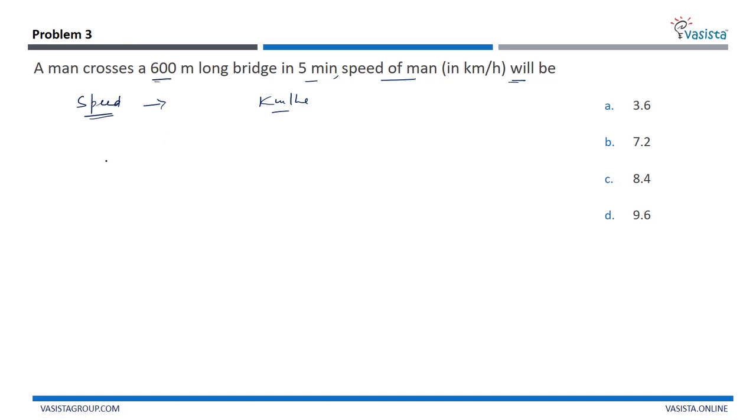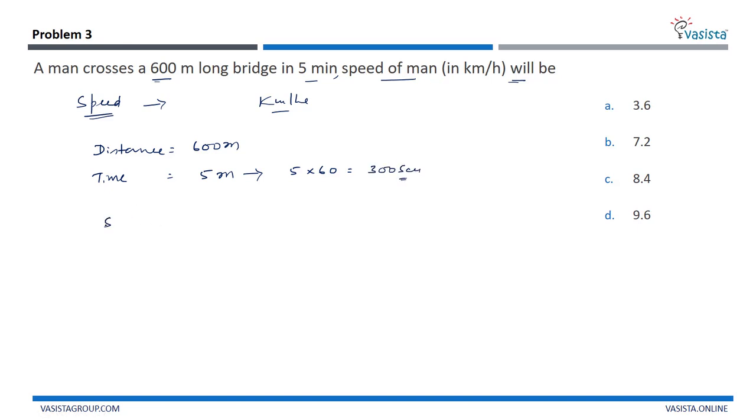A man crosses a 600-meter long bridge. So they have given distance. Distance is equal to 600 meter. And time, they have given in terms of 5 minutes, which we need to convert into seconds. That is 5 into 60, which is going to be 300 seconds.